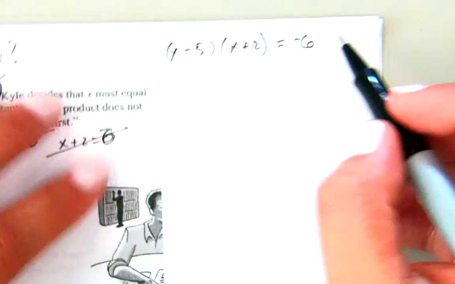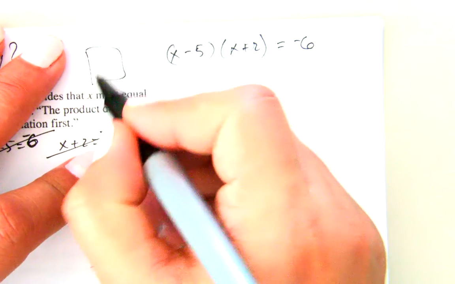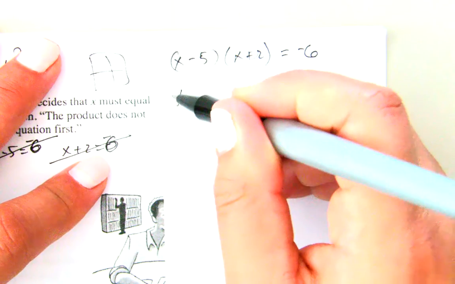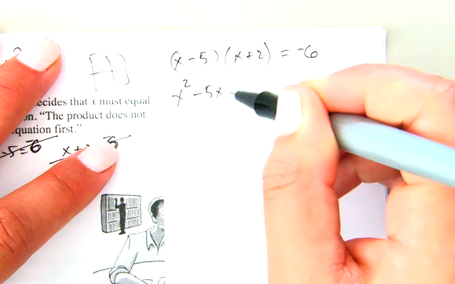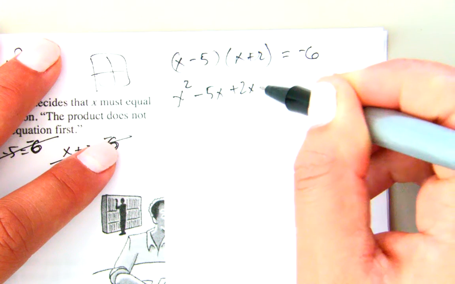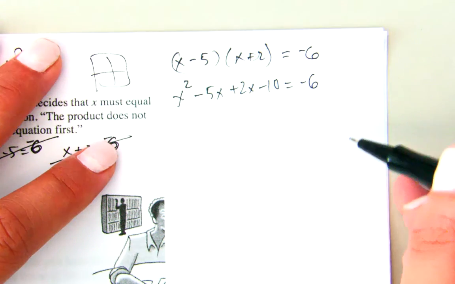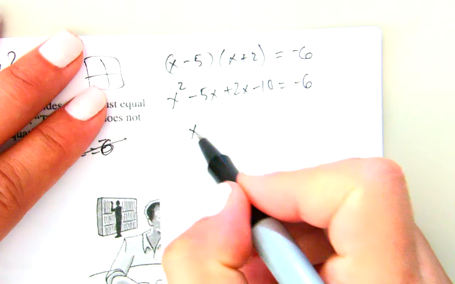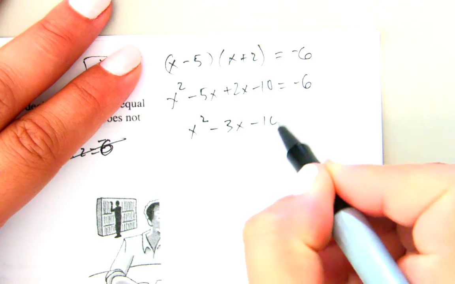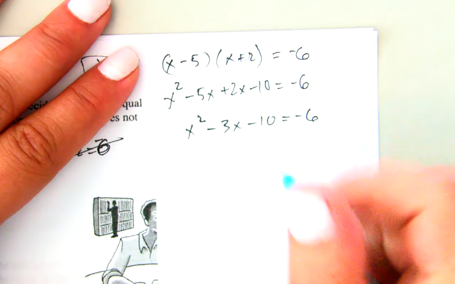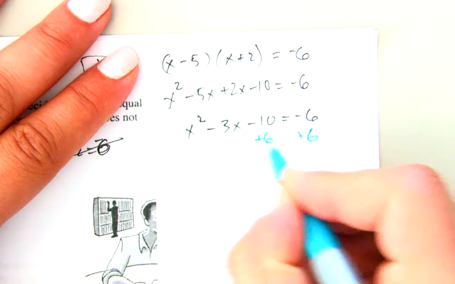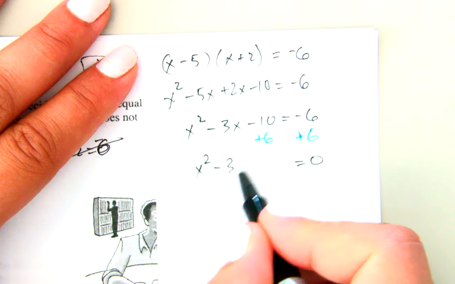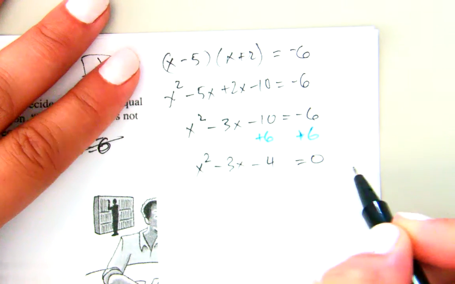All right, so this right here is nothing but multiplying these things out. So we should get x squared minus 5x plus 2x minus 10 equals negative 6. Right? I'm just going to do a box for those two right there. And then we have x squared minus 3x minus 10 equals negative 6. Well, I'm almost close now. I'm going to add 6 to both sides, that way I can get the 0 here. So I have x squared minus 3x minus 4 equals 0.